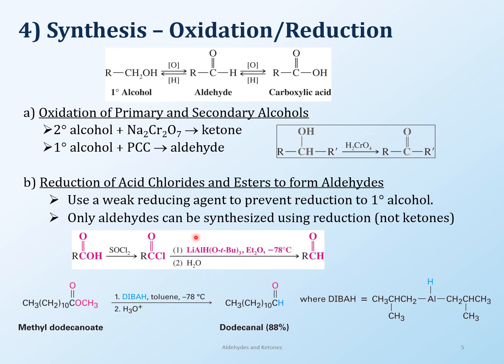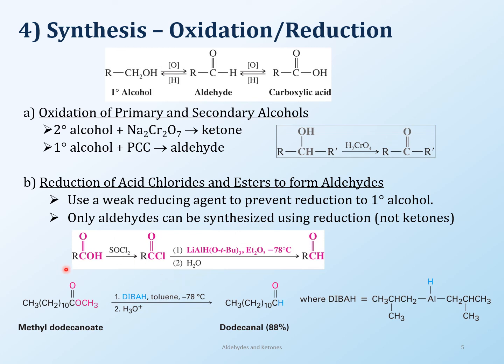The other part about this process for the reduction is that only aldehydes can be made this way, because ketones are found in the middle. Acid chlorides and esters are both terminal groups, which means you can only make aldehydes. You can't really make ketones using the reduction process.